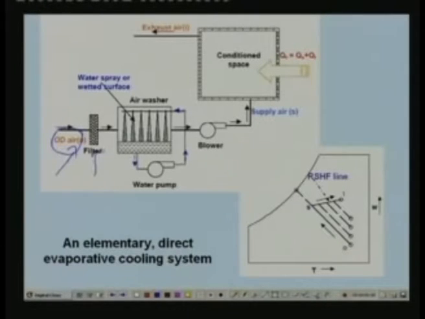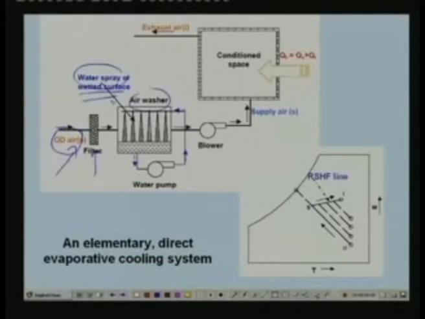This filter filters the air and removes any dust particles, and the filtered air flows through an evaporative cooler or an air washer. In the evaporative cooler or the air washer, this dry and hot air comes in contact with a wetted surface or a water spray if you are using an air washer.